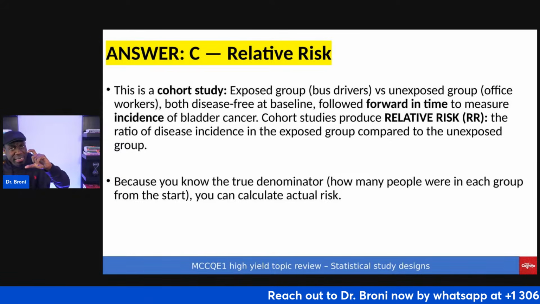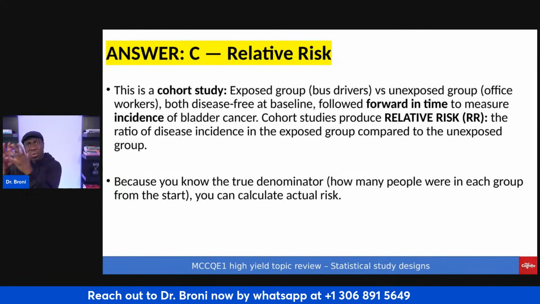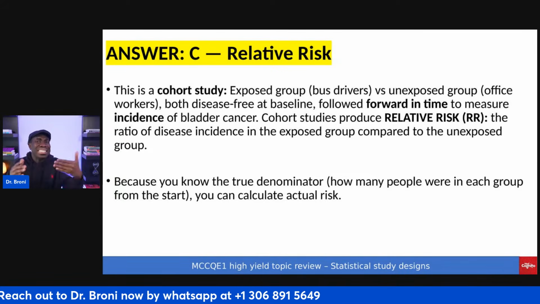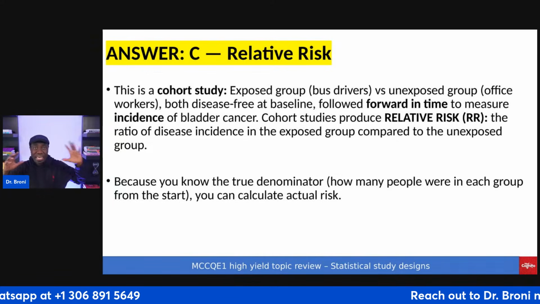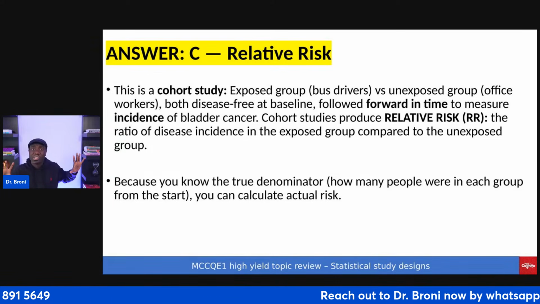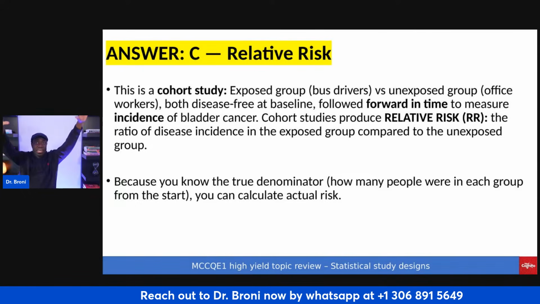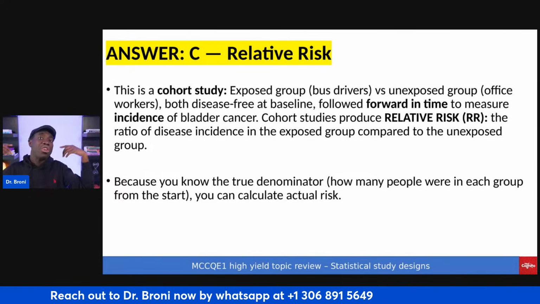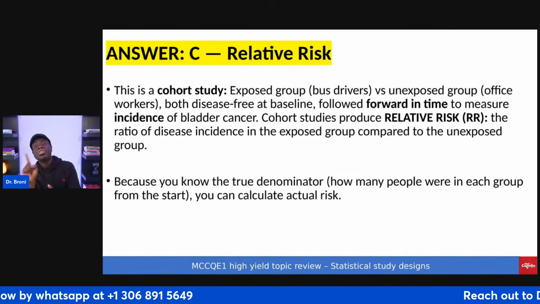This is a cohort study. We have the exposed group, which is the bus drivers, and the unexposed group, which is the office workers. Both are disease-free at baseline. Now you are exposing them and you are following them for 10 years. You are looking forward in time and you measure the incidence of bladder cancer. Cohort studies produce relative risk.